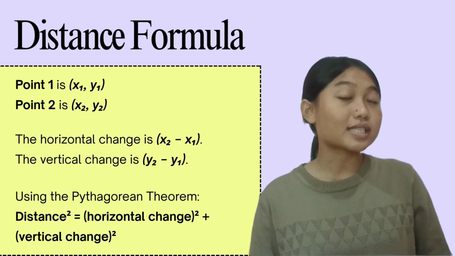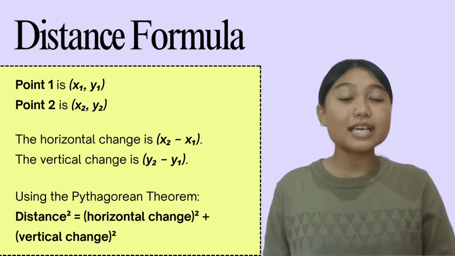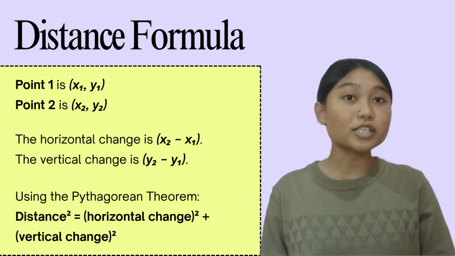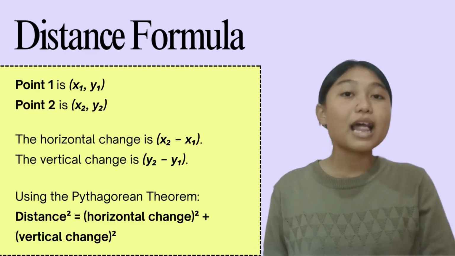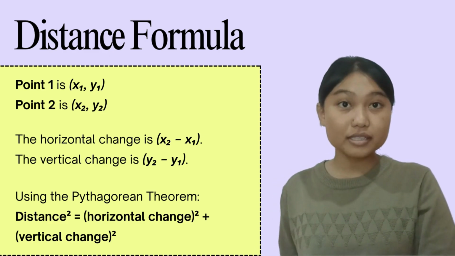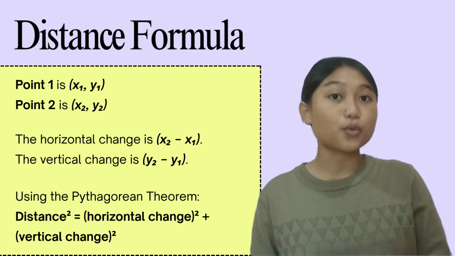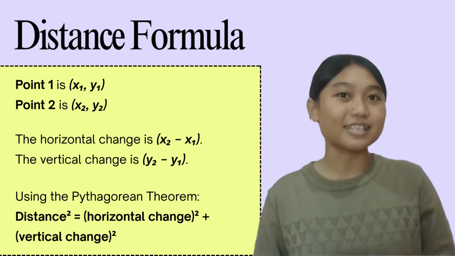and point 2 is x sub 2 and y sub 2, the horizontal change is x sub 2 minus x sub 1, and the vertical change is y sub 2 minus y sub 1. Using the Pythagorean theorem, we have distance squared is equal to horizontal change squared plus vertical change squared. And if we take the square root of both sides, we get the distance formula.